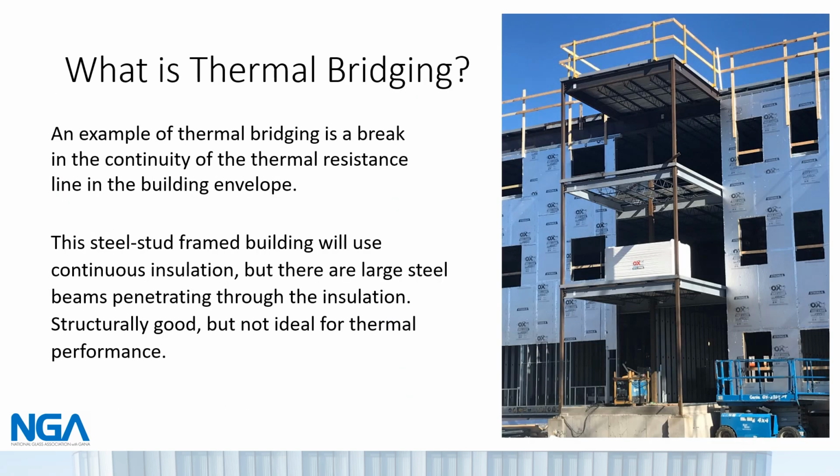An example of thermal bridging is a break in the continuity of the thermal resistance line in the building envelope. Specifically in this example, a steel beam or balcony penetrating the wall insulation will create a path for heat transfer. This pathway could lead to heat loss and decreased energy efficiency, as well as potential cold points that can lead to condensation within the building envelope on exposed interior surfaces.